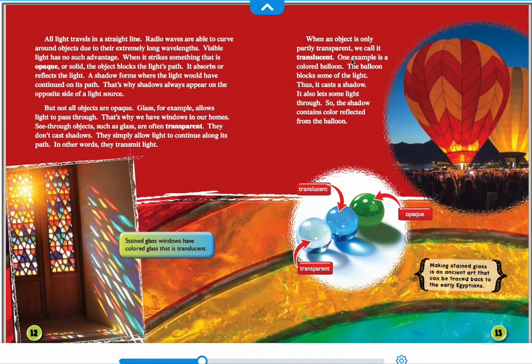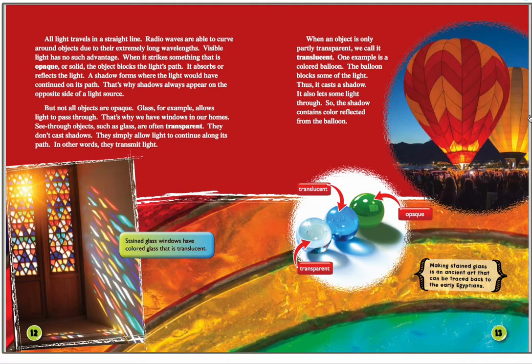When an object is only partly transparent, we call it translucent. One example is a colored balloon. The balloon blocks some of the light, thus it casts a shadow. It also lets some of the light through, so the shadow contains color reflected from the balloon. So stained glass windows have colored glass that is translucent.